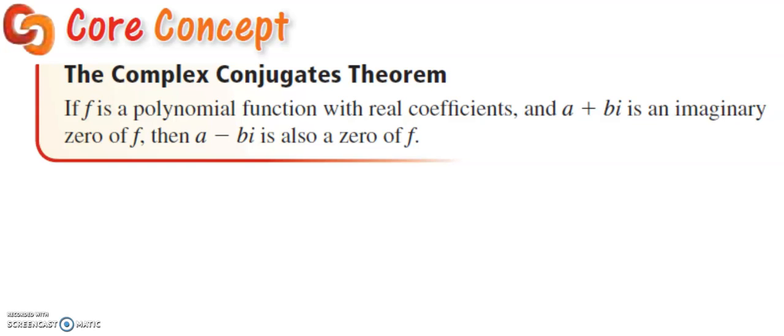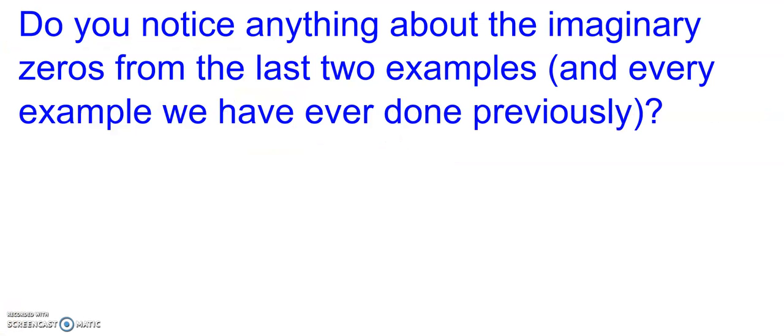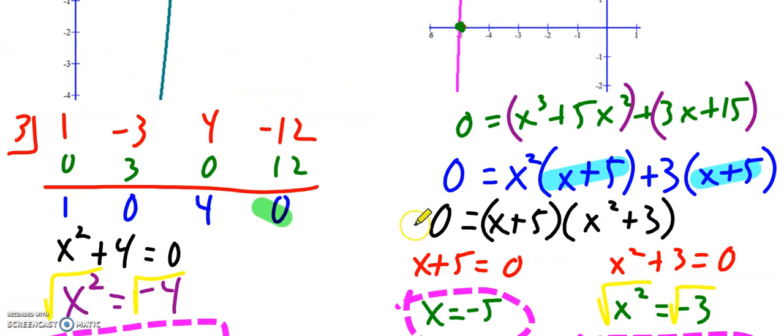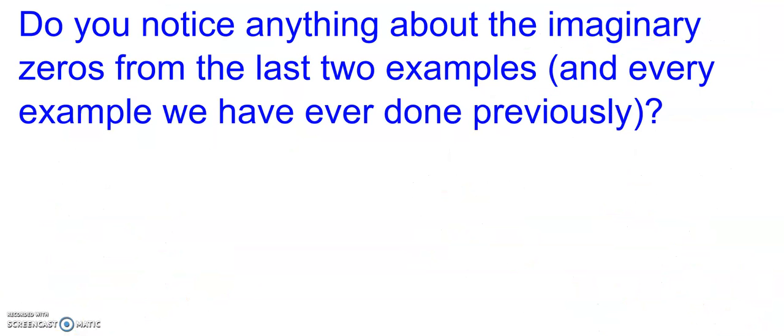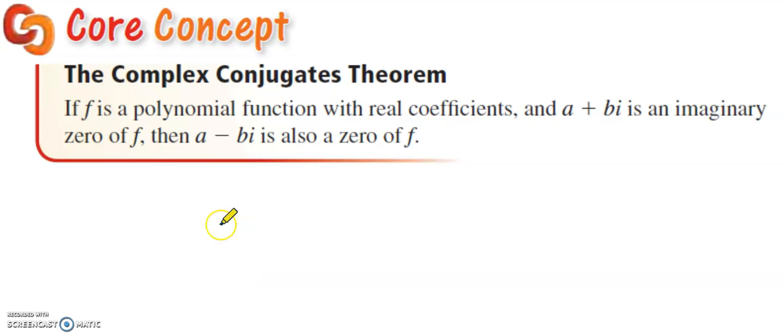All right, so what we hopefully notice is that anytime we get complex zeros or imaginary zeros, they always come in conjugate pairs. And that should make sense because anytime we're solving for them, we are taking the square root and doing plus or minus, which is creating the conjugate pairs. So this is not a coincidence. This is a theorem, the complex conjugate theorem.